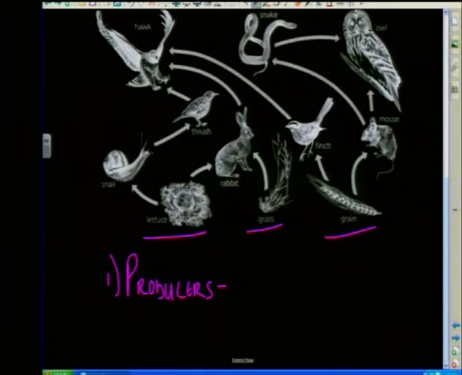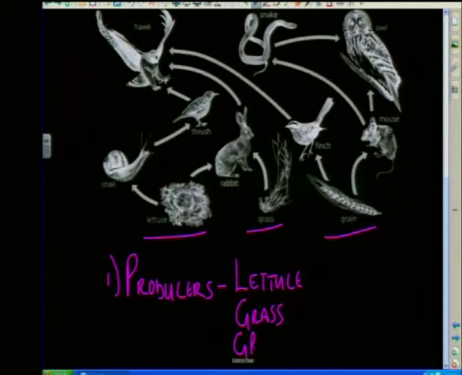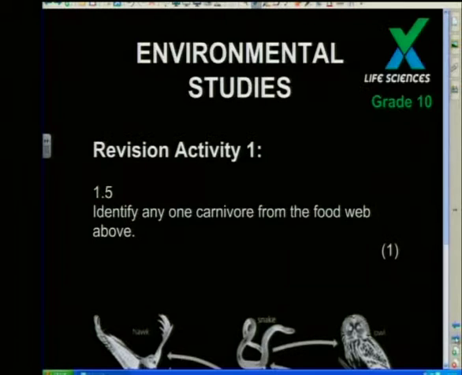which would be the lettuce, grass, and grain. Okay. Right, let's move on to the next.